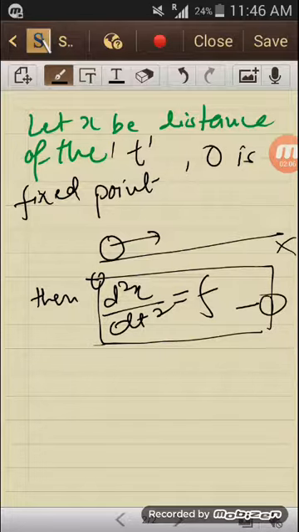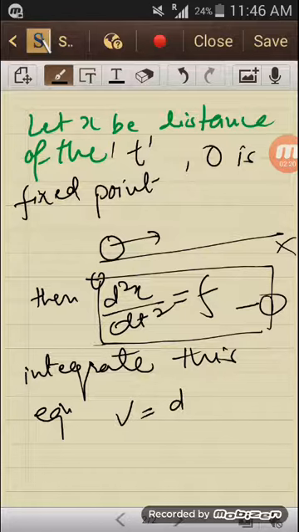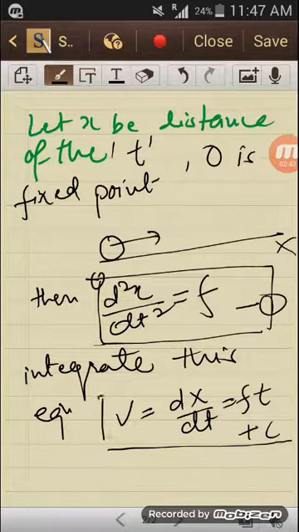So if we integrate this equation, what do we get? Then we will get v as dx by dt equal to ft plus constant, because on one integration we will get one constant. If we reintegrate, then we will get another constant, like that. So this is equation 2.